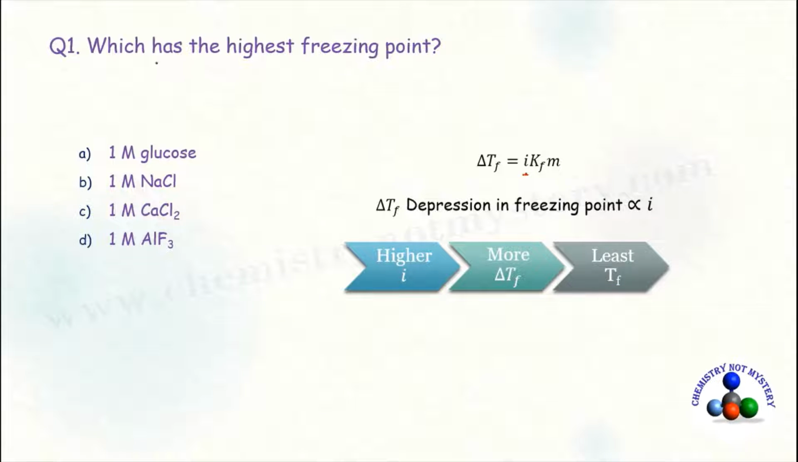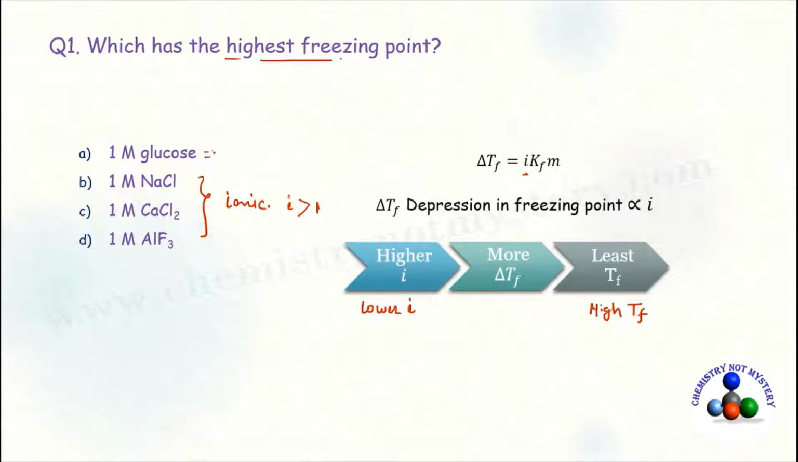But here we have to find out which of the following has the highest freezing point. For a high Tf, we have to find out the compound which has the lower Van't Hoff factor. When you examine all the options, NaCl, CaCl2 and AlF3, they all are ionic solids. As they are ionic solids, they dissociate into ions, so the I value for them will definitely be more than 1.